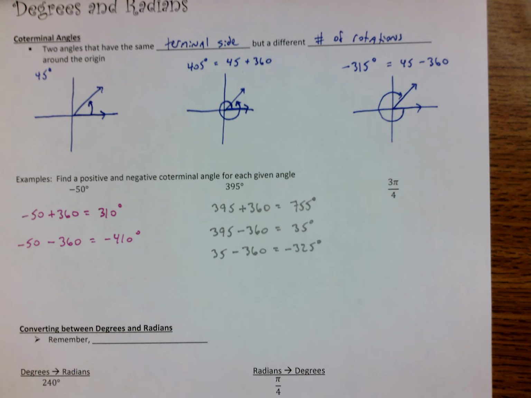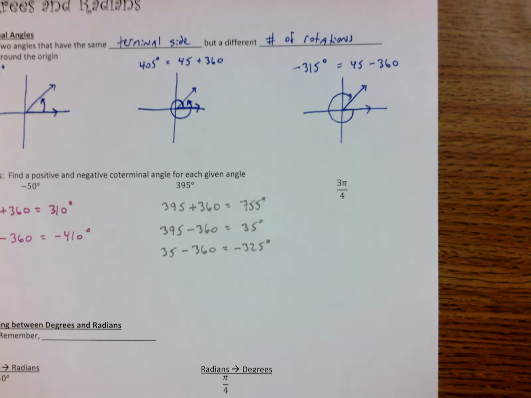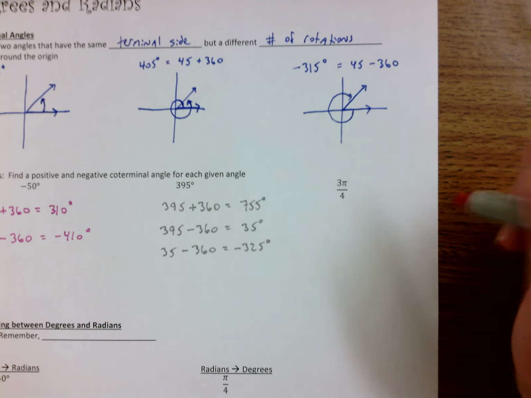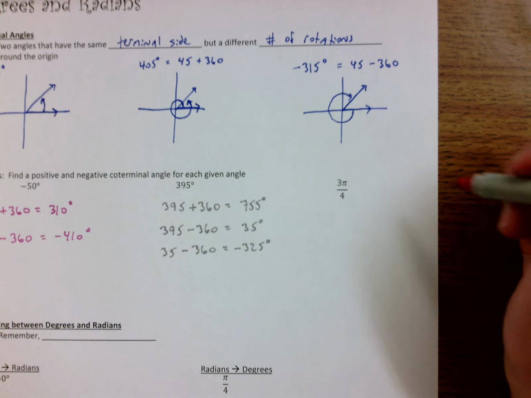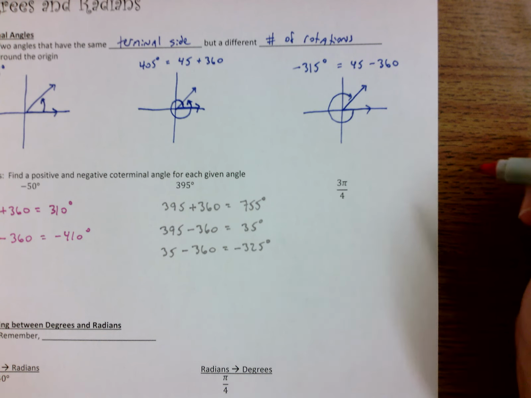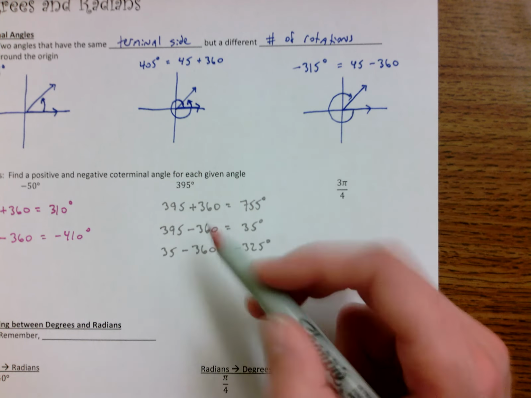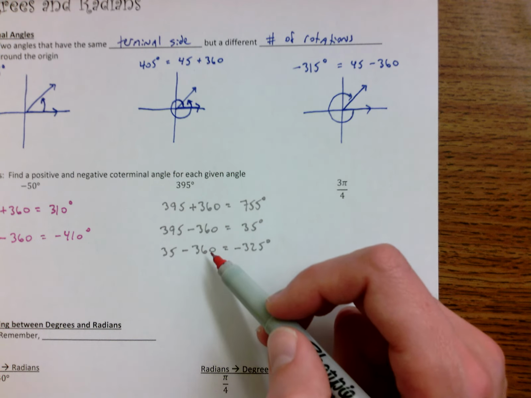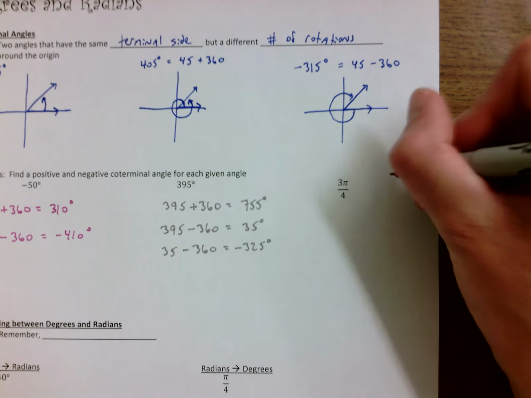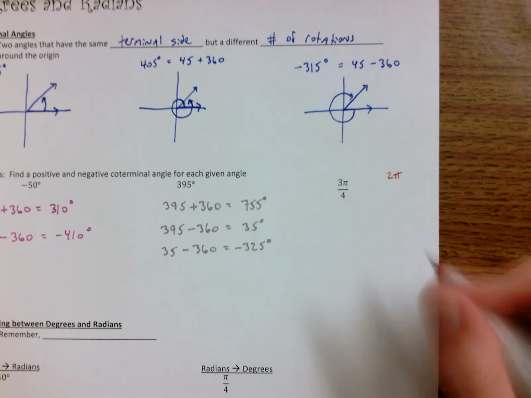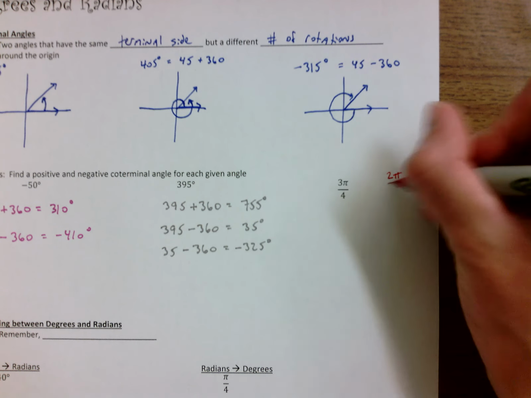All right, and then this last guy here, 3 pi over 4. So we need to add a loop of the circle. So think back to radians. We said that in radians, 180 degrees is pi, and the full circle is 2 pi. So what I need to do here is instead of adding or subtracting 360, I need to add or subtract 2 pi. But you remember how fractions work. That's like 2 pi over 1.